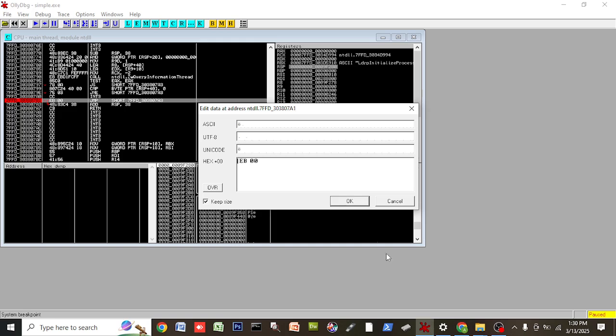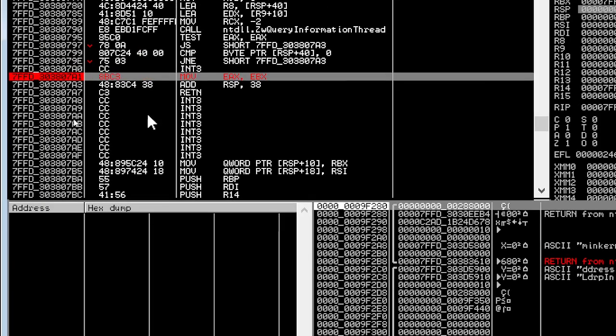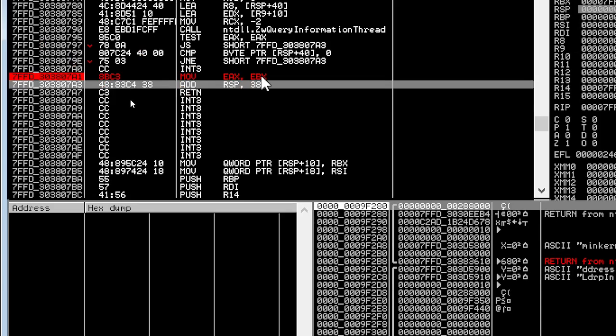So this is how they decode. Let's try 8BC3. So what is generated by 8BC3 is MOV EAX, EBX. You see?